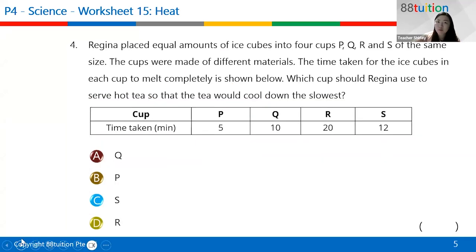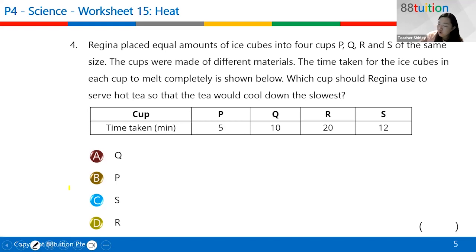Now, Regina placed equal amounts of ice cubes into 4 cups, P, Q, R, and S, of the same size. The cups were made of different materials. The time taken for the ice cubes in each cup to melt completely is shown. Which cup should Regina use to serve hot tea so that the tea would cool down the slowest?